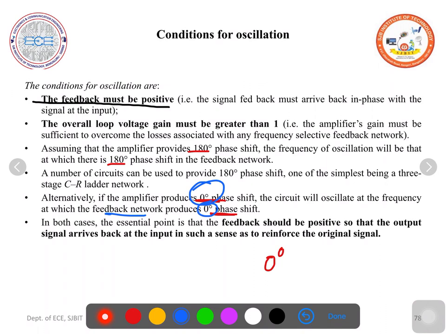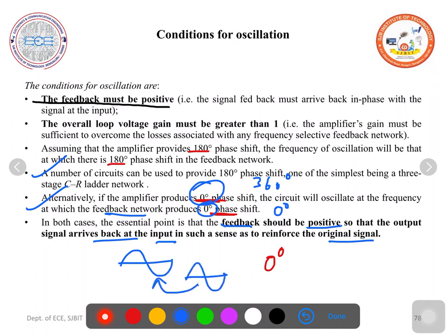So in both the cases, either in this case or in this case, totally 360-degree phase shift, here totally 0-degree phase shift. In both the cases, the essential point is that the feedback should be positive, so that the output signal arrives back at the input in such a sense as to reinforce the original input. So if this is the input and this is the feedback signal, this will reinforce the input because they both add together.